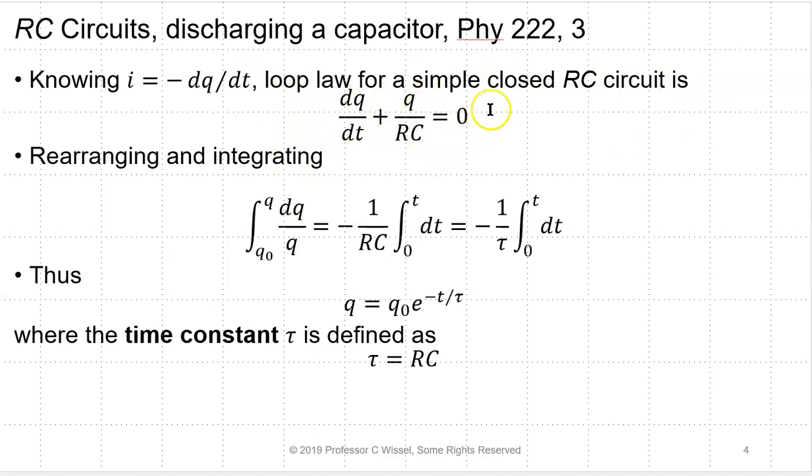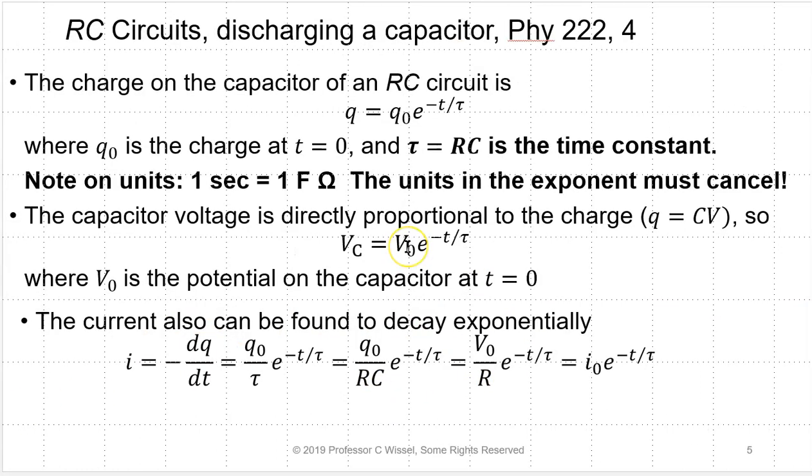Now, knowing this, the loop law for a simple closed RC circuit then is dq dt plus q over RC equals 0. Now, you can either integrate this or recognize it if you've had differential equations. This is a first-order linear differential equation. Either way will work. Q equals Q naught times the exponent of minus t over tau, where the time constant tau is defined as tau equals RC. So the time constant is the resistance times the capacitance.